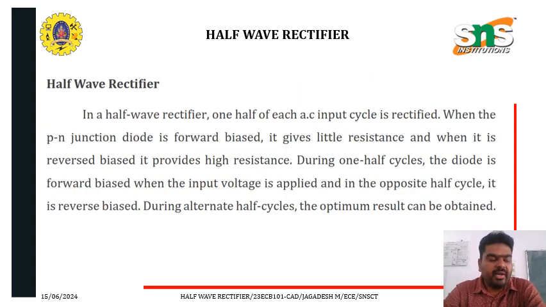What is a half-wave rectifier? In a half-wave rectifier, one half of each AC input cycle is rectified. When the PN junction diode is forward biased, it gives little resistance, and when it is reverse biased, it provides high resistance. During one half cycle, the diode is forward biased when the input voltage is applied, and in the opposite half cycle, it is reverse biased. During the alternate half cycles, the optimum result can be obtained.